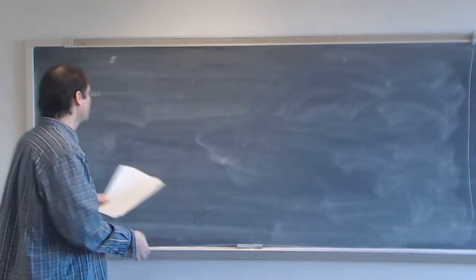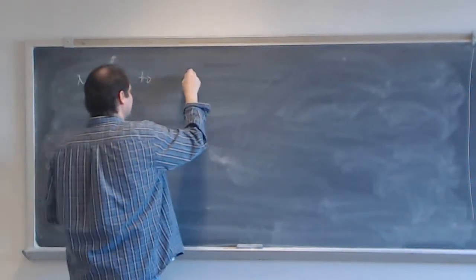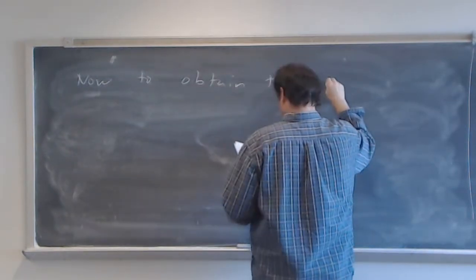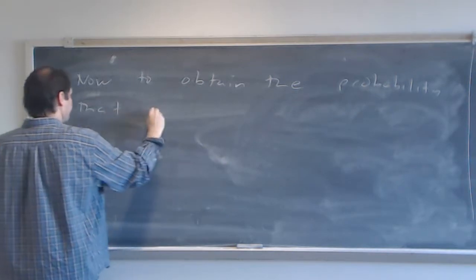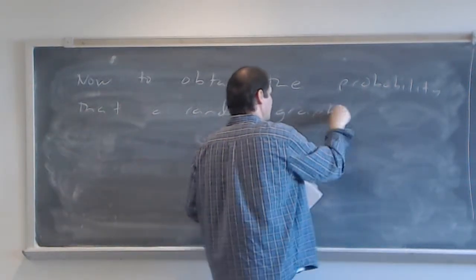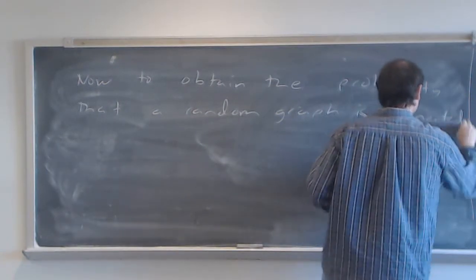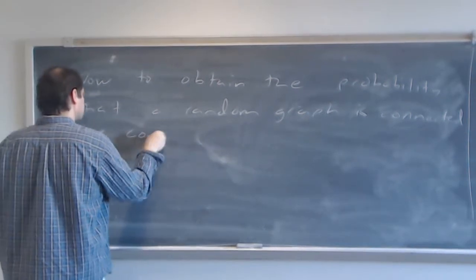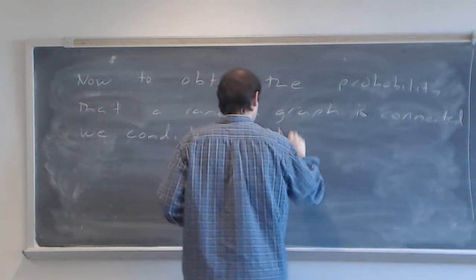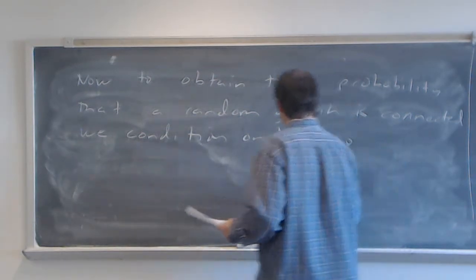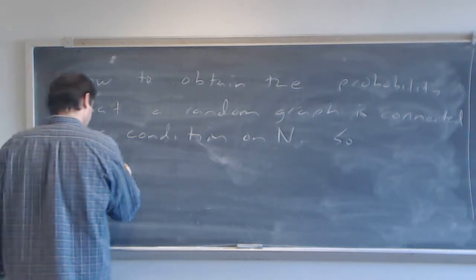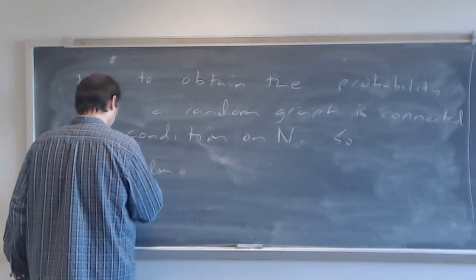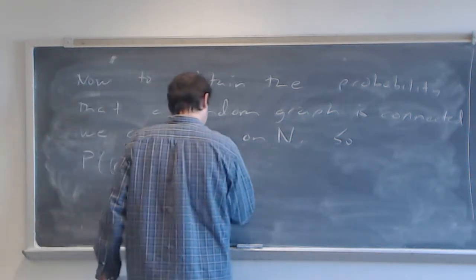A little fuzzy there. All right. So here's what we're going to do to obtain the probability that a random graph is connected, with conditional mean. Okay? So, the probability, and I'm not going to write down random graph. I'm just going to say probability, since we know it's a random graph. I'll put random in parentheses. That a graph is connected.